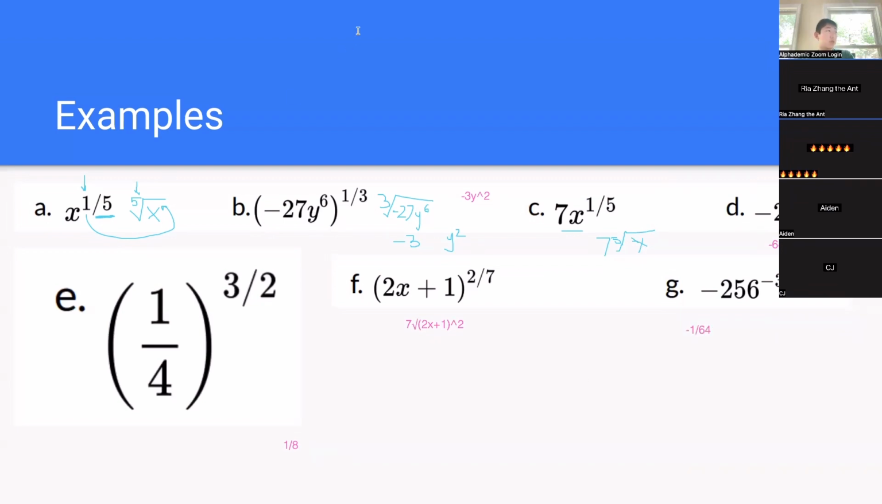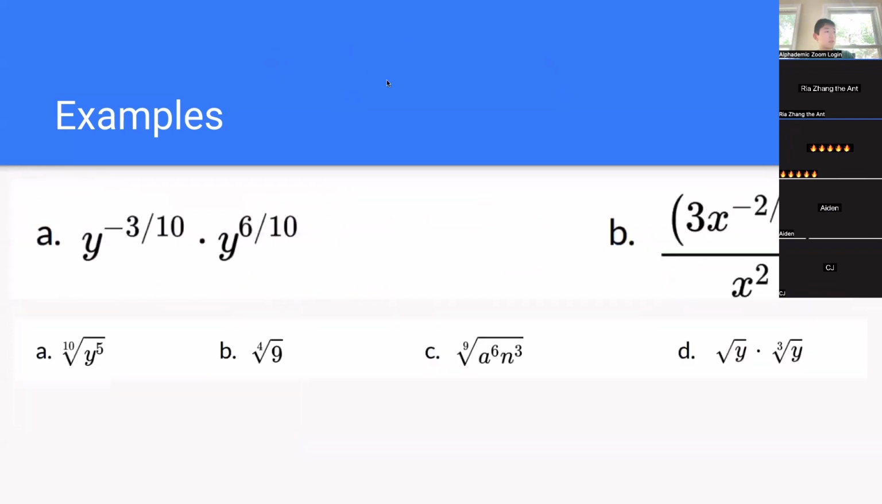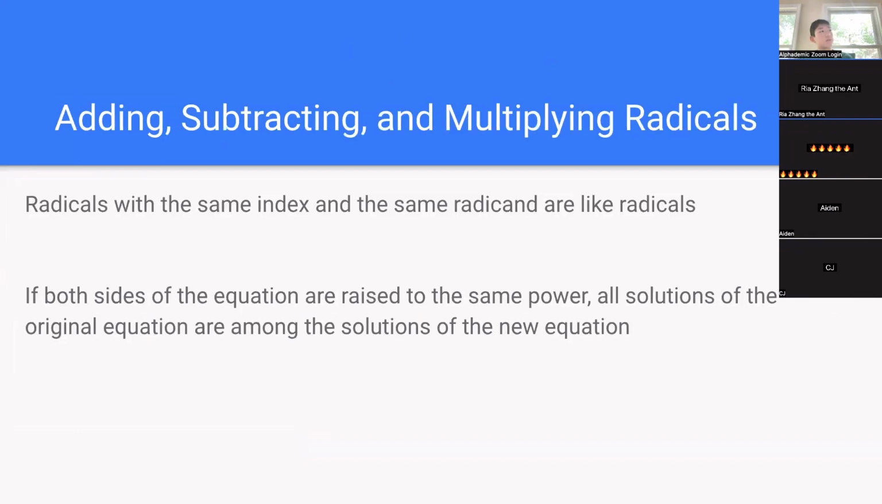Does anyone have any questions as to how I got these answers or how I solved them? Okay, I do not see any questions, so I will keep on going. These are some more examples. We can just skip them for now.